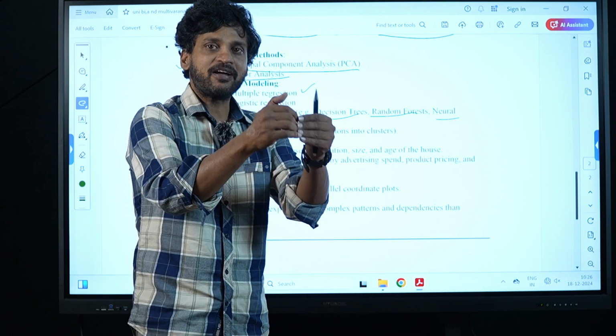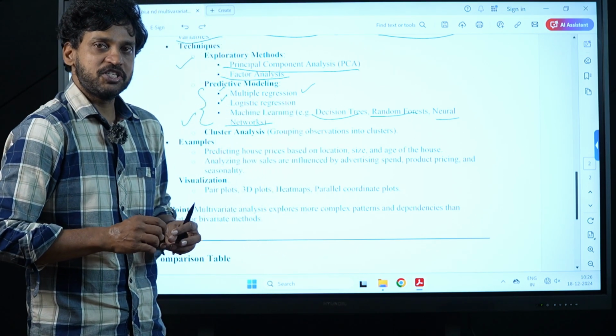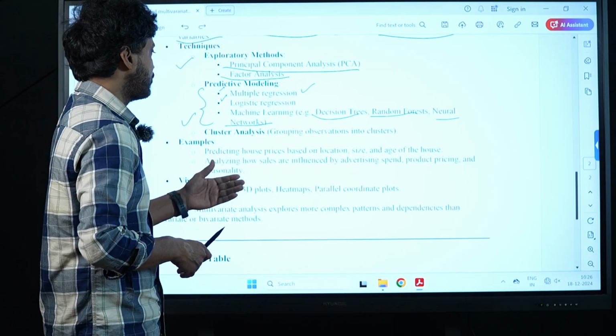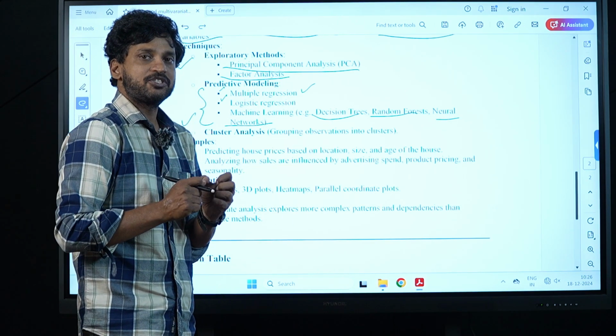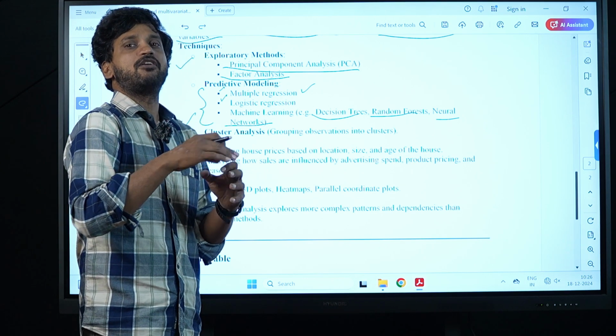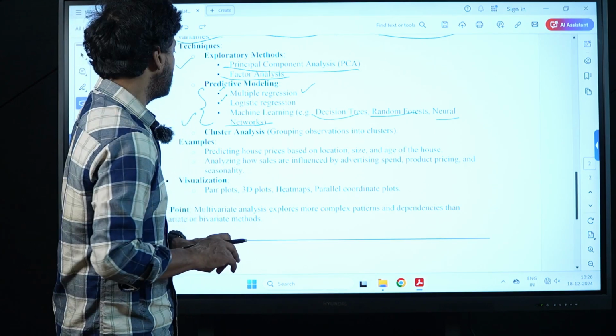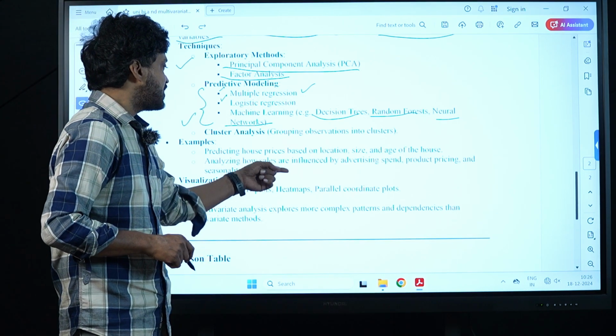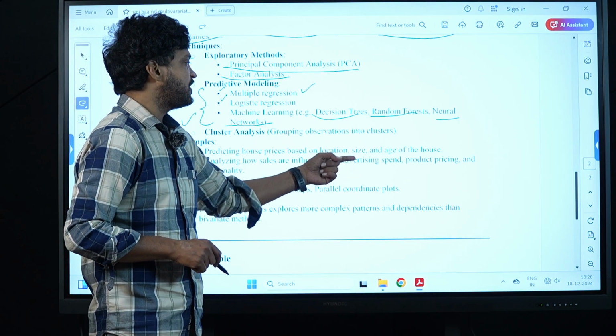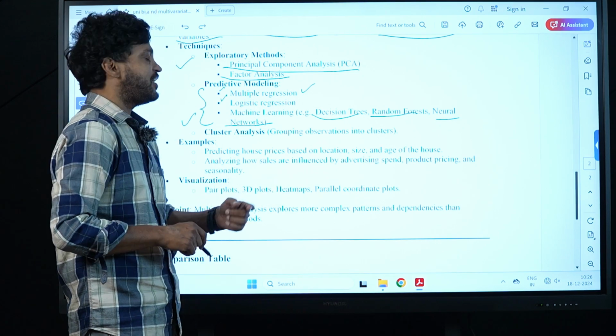So there are several factors contributing towards this price, such as location, size, and age of the house. Now all these are clustered together, and all the observations will also be clustered together to have a better insight analysis. The second example is how sales are influenced by advertising spend, product pricing, and seasonality.